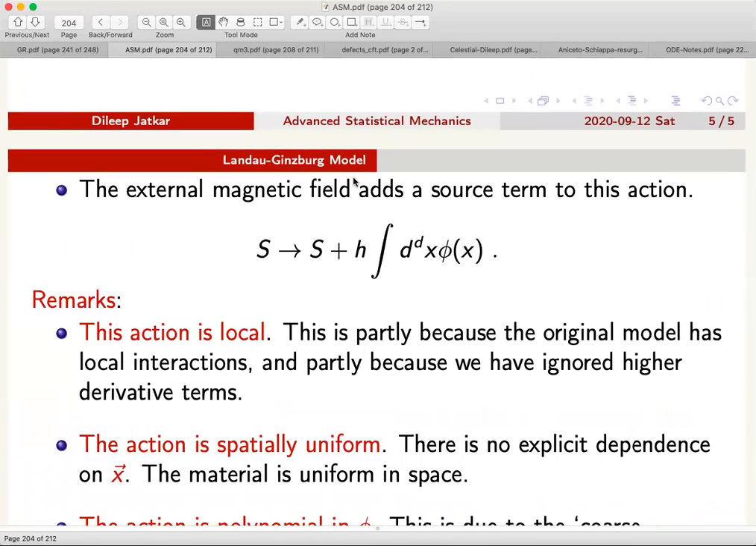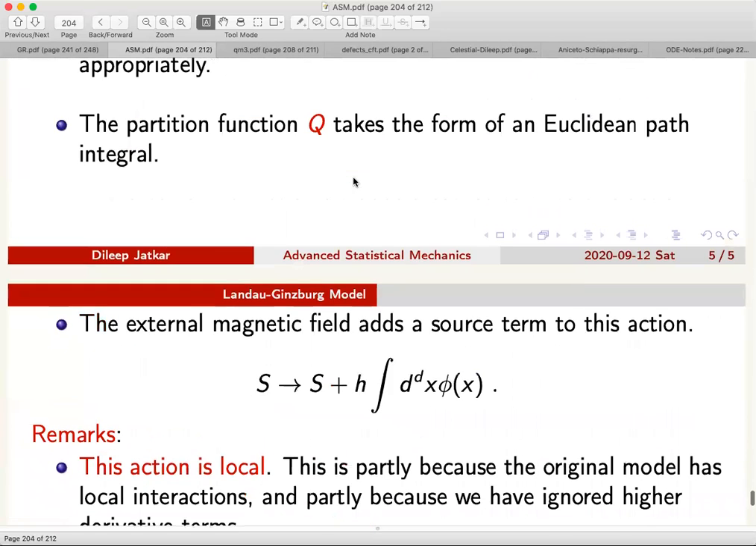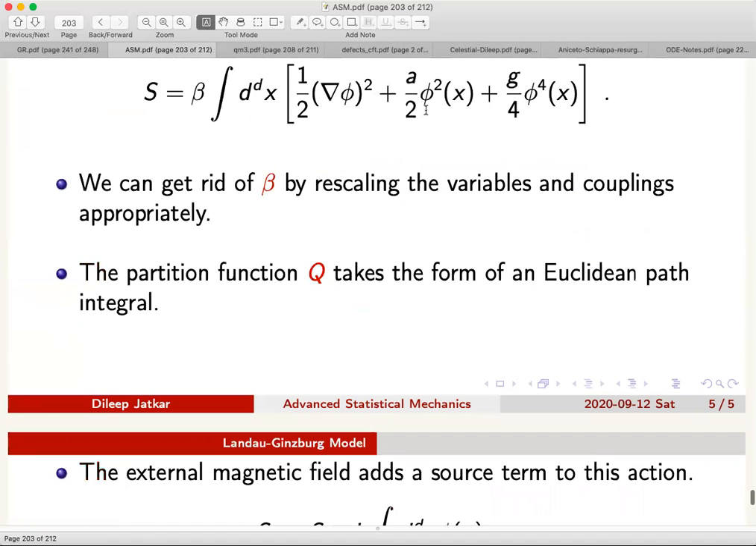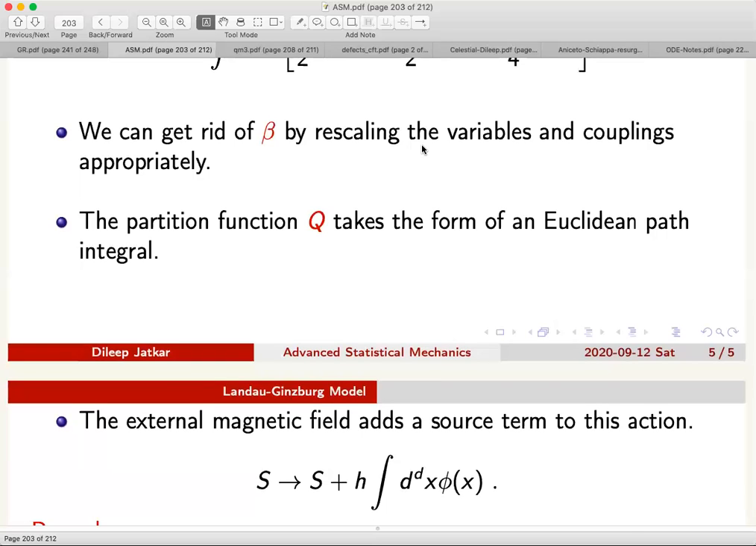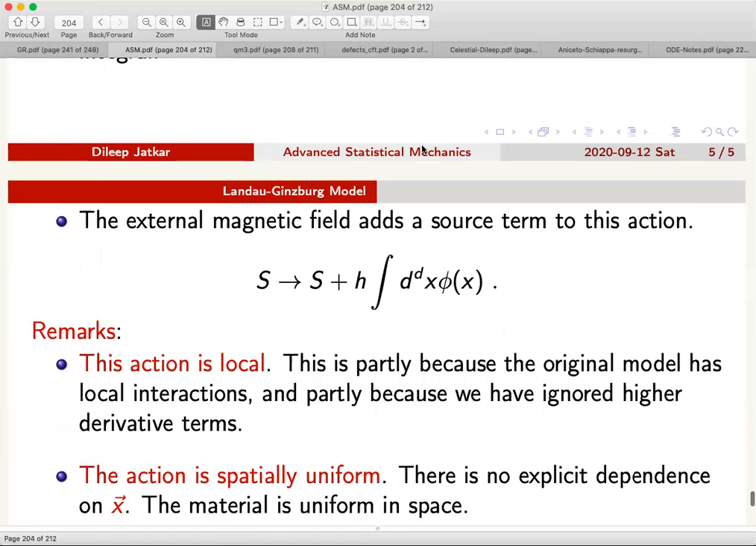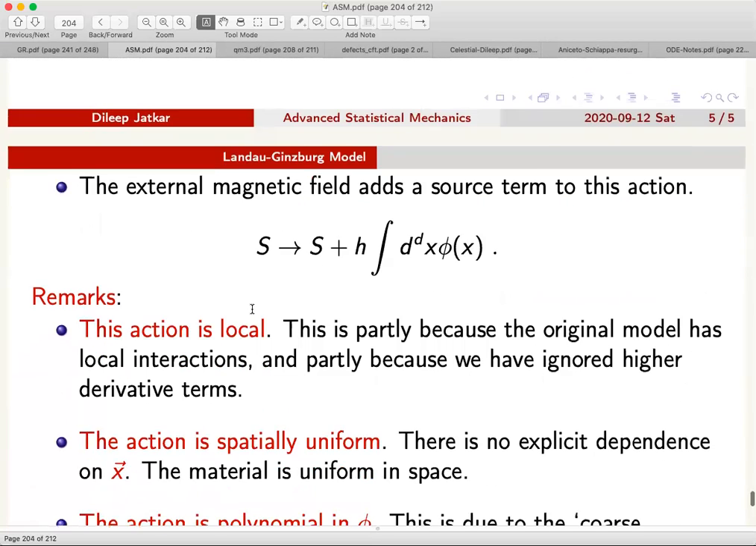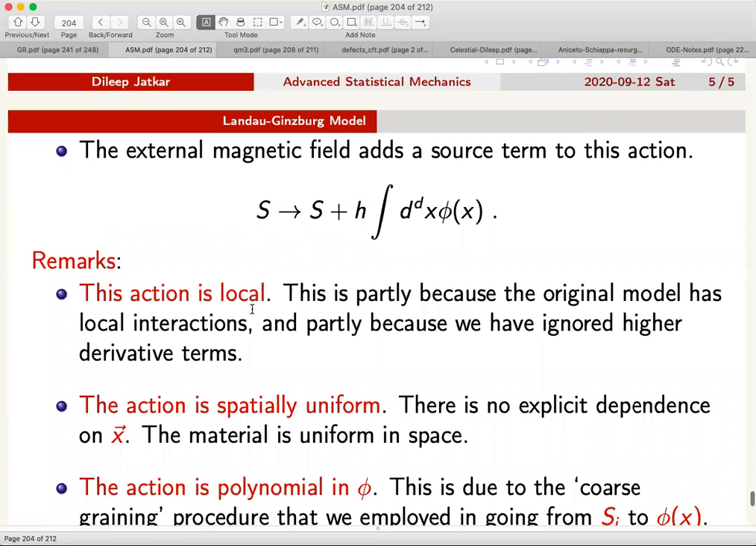By that I mean that there is no explicit X dependence in the action. There is nothing like phi squared multiplied by some function v of x or f of x kind of object, and there is no explicit X dependence. There is an implicit X dependence in the field, but that every field theory has. So in that sense, the action is spatially uniform. You could define it anywhere in the space. We could associate that with the fact that the original material that you looked at was uniform in space.